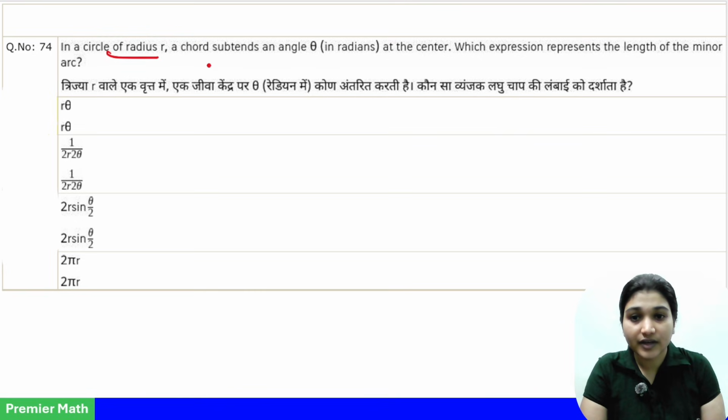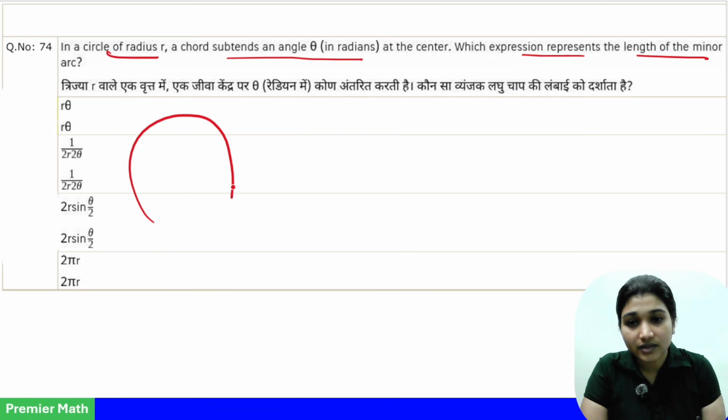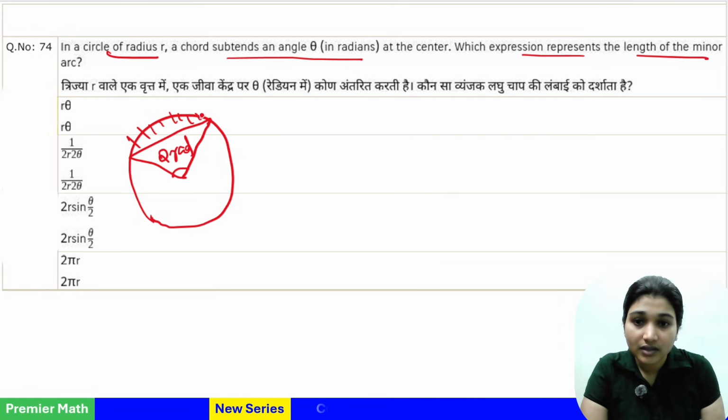In a circle of radius r, a chord subtends an angle theta radian at the center. Which expression represents the length of the minor arc? Here, this is the circle and this arc subtends theta radian at the center. Now this is the minor arc here. If the chord is like this, this should be the minor arc. Unless the chord passes through the center, then both arcs will be equal.